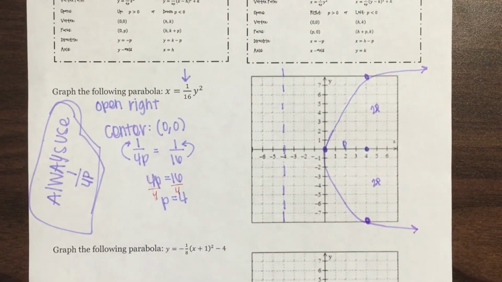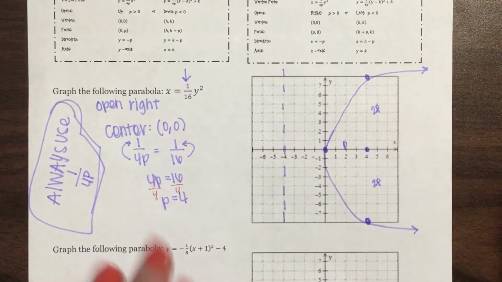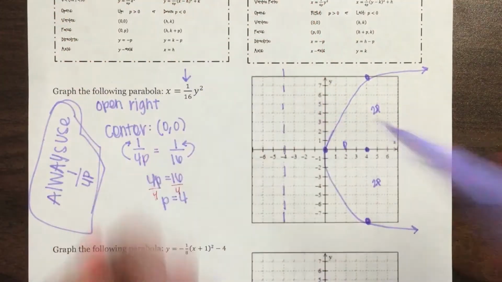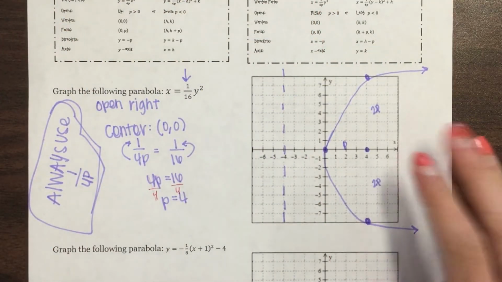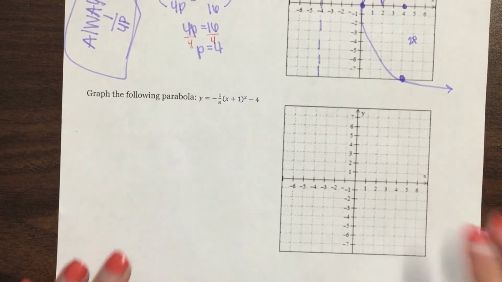And you're done. That's all. Your p always goes, the focus is always in whatever direction you opened. So if this was a negative right here, this graph would just be flipped this other way. Let's do one more example of one that's moved.